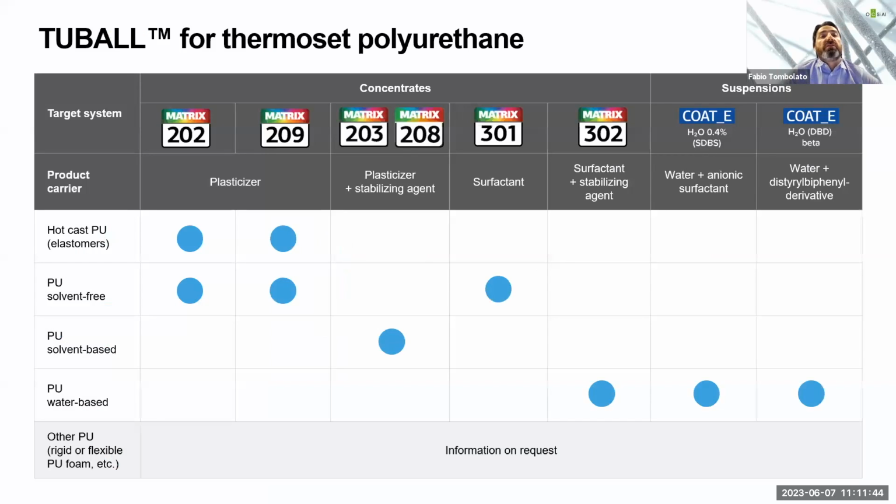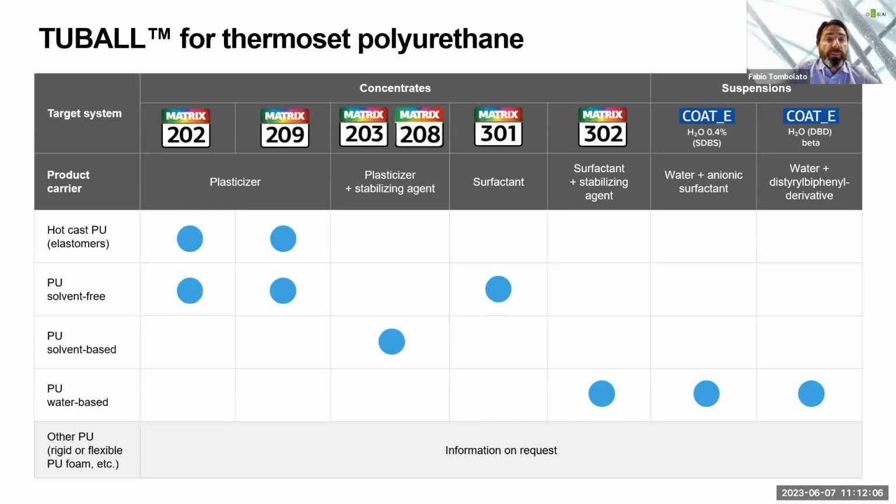But before going to the topic, I want to share with you our portfolio that we have developed for thermoset polyurethane, because it helped me to introduce an important topic, speaking with graphene nanotubes. As I told you, graphene nanotubes will bring electrical properties to your material thanks to the 3D network that they will create inside the material.